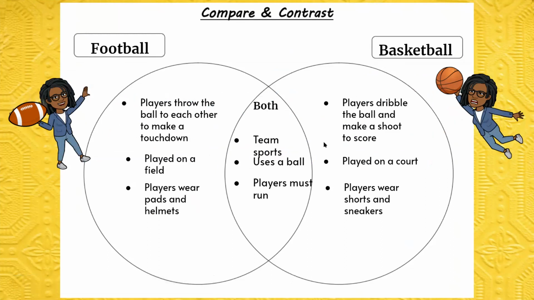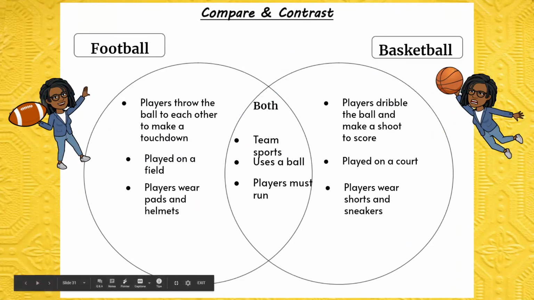But we said they're different because in football, you have to throw the ball and make a touchdown, but in basketball, you shoot the ball and dribble the ball and make a score. Football, you play on a field. Basketball, you play on a court. Football, the players wear pads and a helmet, but basketball, the players wear shorts and sneakers. So we compared and contrasted football and basketball. We did that by saying what was alike and what was different.